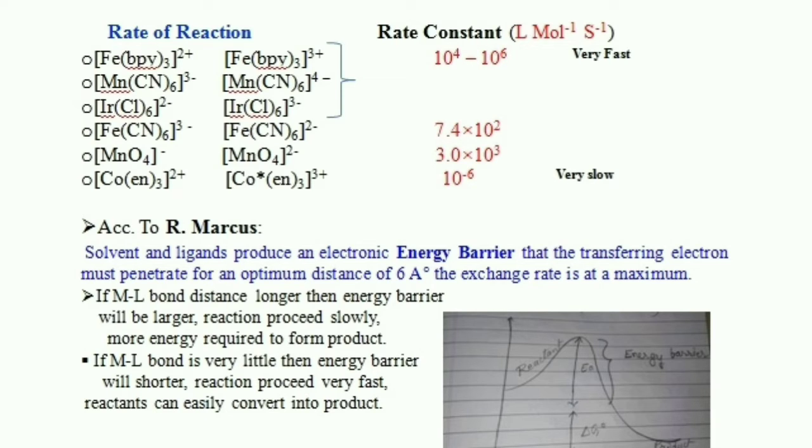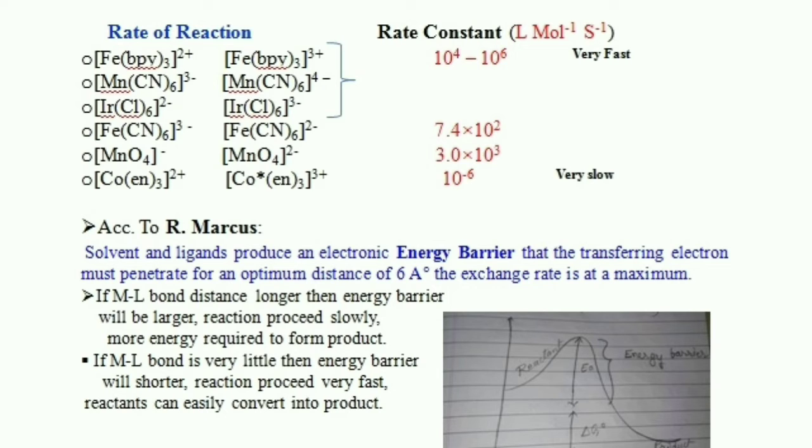In the next reaction, the hexacyano-iron 3- complex after electron transfer gets converted into the hexacyano-iron 2- complex and the rate is 7.4 into 10 to the power 2, meaning the reaction is fast. In the next reaction, the manganese complex converts into the manganese 2- complex. Here also you can see the rate is 3 into 10 to the power 3, meaning the reaction is fast. In another reaction, the tris-ethylenediamine cobalt 2+ complex gets converted into the cobalt 3+ complex. The reaction is very slow because the rate constant of the reaction is 10 to the power -6 liter per mole per second. Thus whether the reaction proceeds fast or slow depends on the rate constant.